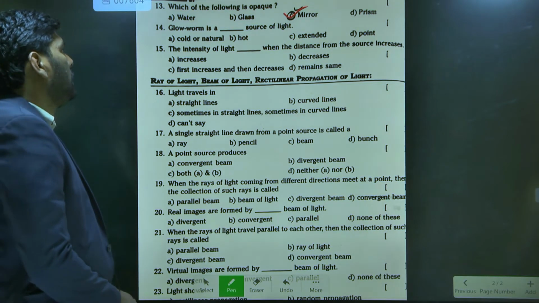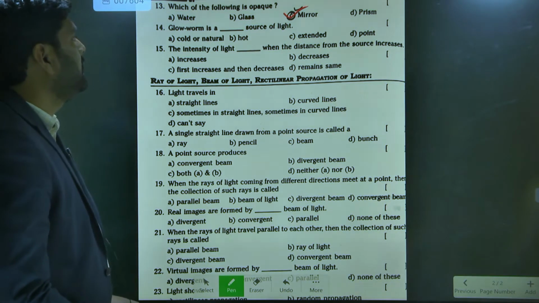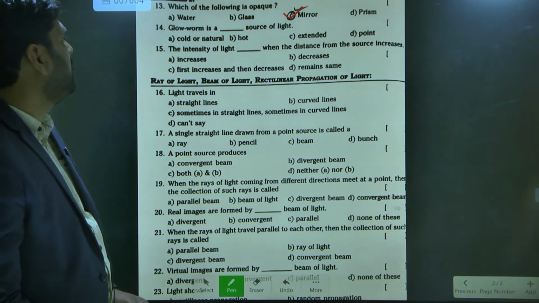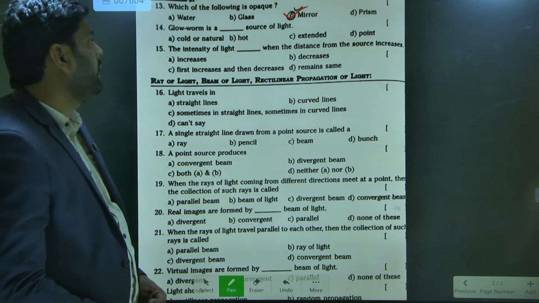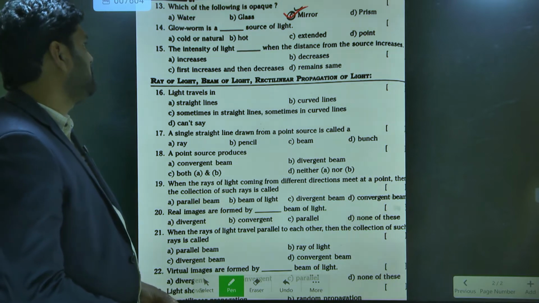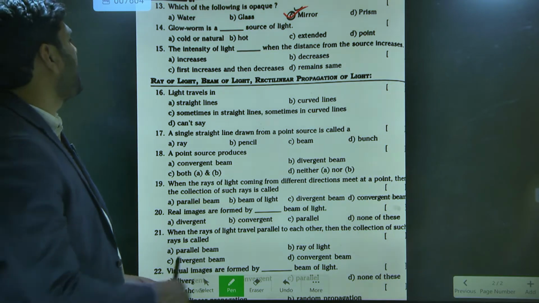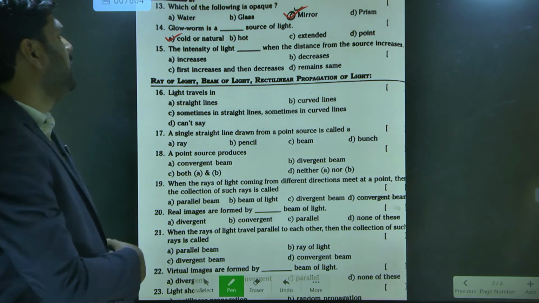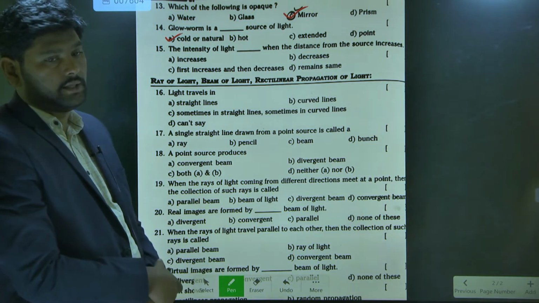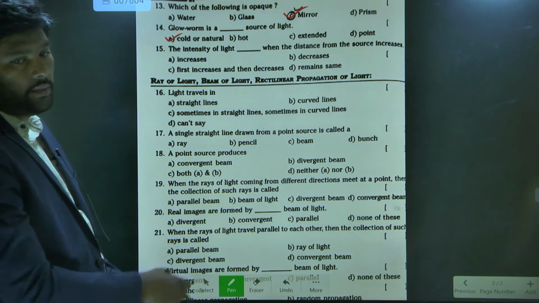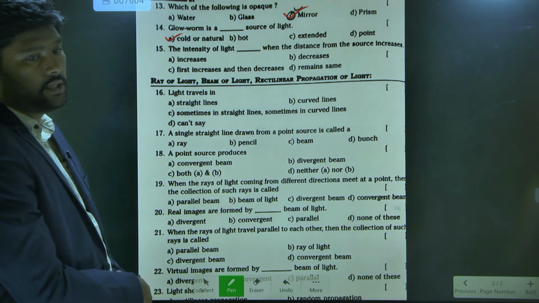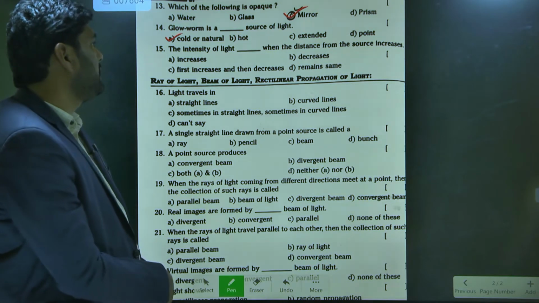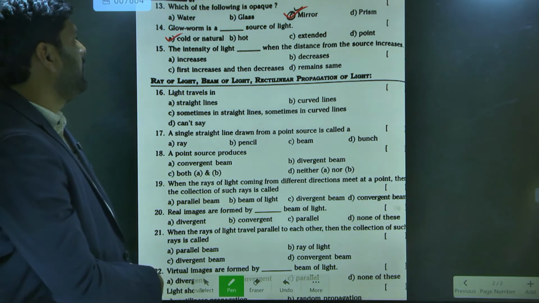Next, glowworm is a dash source of light. Options are cold, natural, hot, extended, point. Glowworm is a natural, cold source of light. Just now, in another question, we had this answer. Even here, the answer is glowworm is a natural source of light.